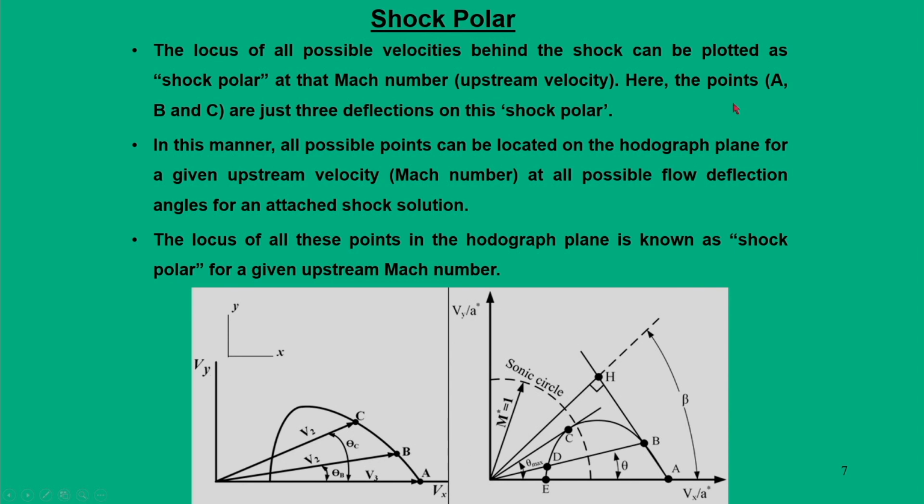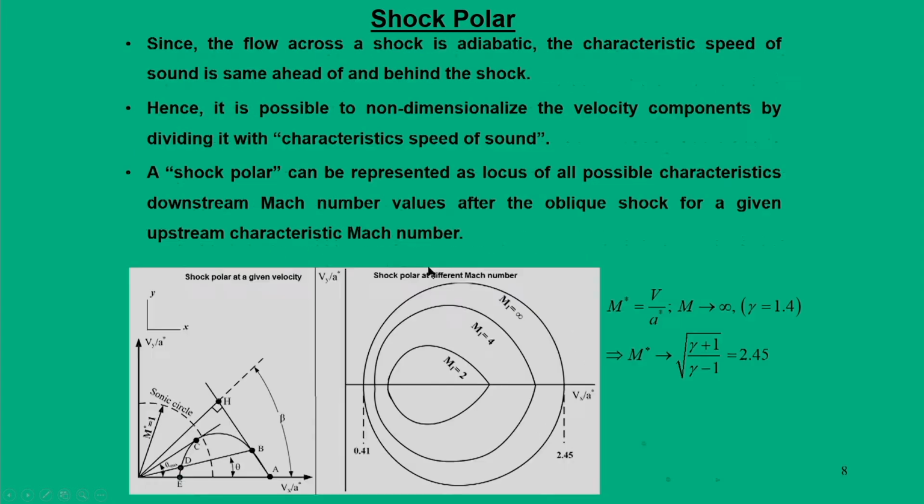In this figure, the points A, B, C are just 3 points in the shock polar. Likewise, all possible points can be located on this hodograph plane, and the locus of all these points in the hodograph plane is known as the shock polar for that given Mach number. Now, let us move to something else. In this axis, what we have plotted is Vx and Vy. Now, you can non-dimensionalize this plot.